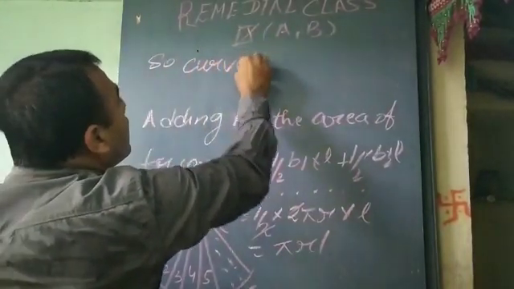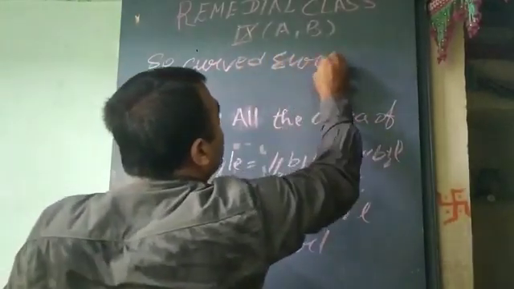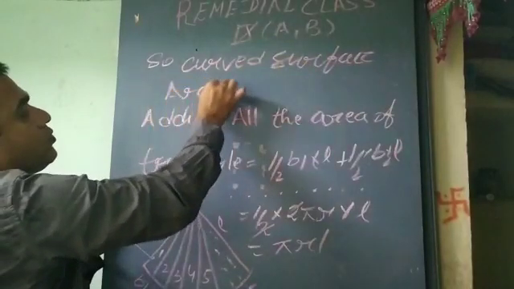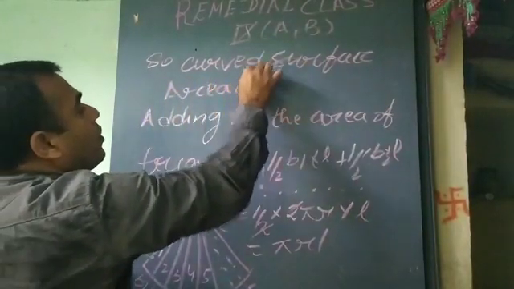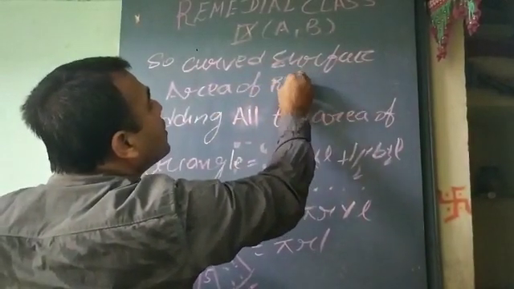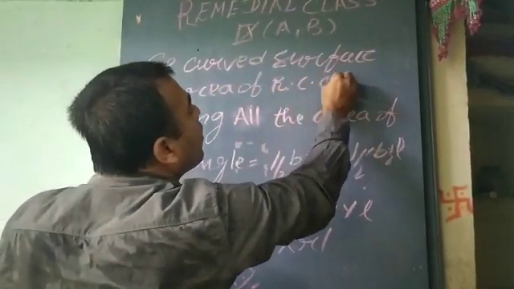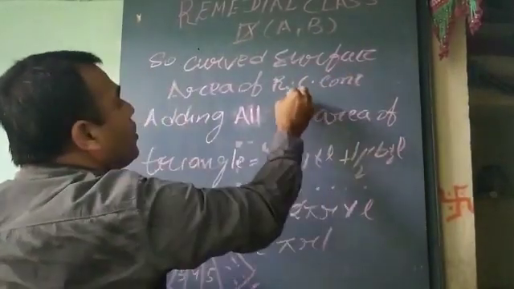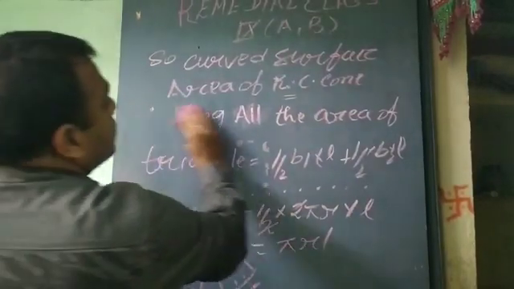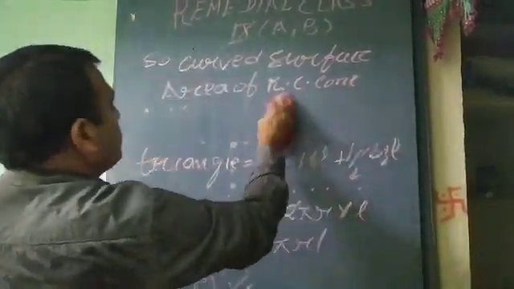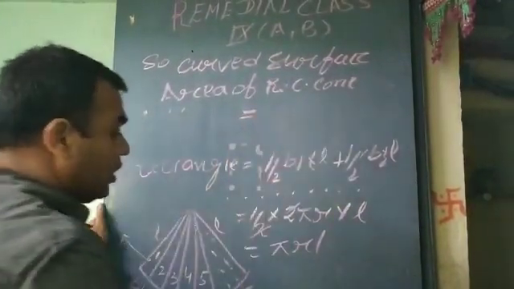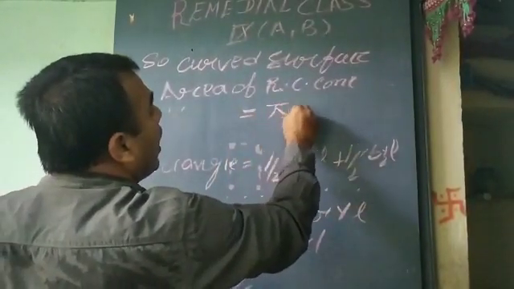The curved surface area of a right circular cone equals pi r L.